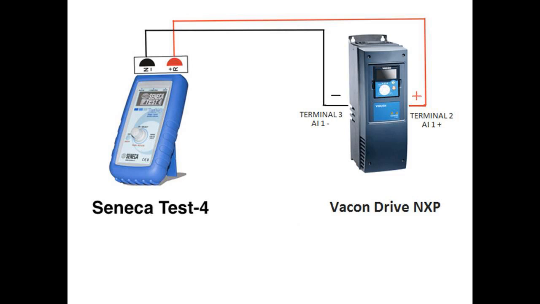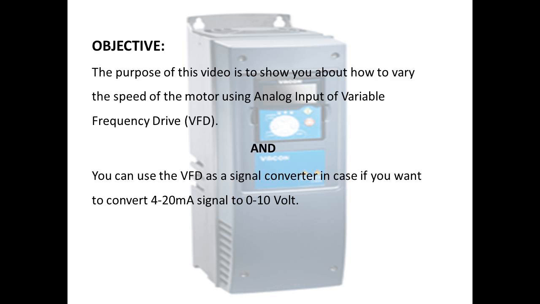Hello friends, this is Sanaur Rahman, and in this video I'm going to show you how to vary the speed of the motor using analog input of variable frequency drive. Furthermore, you can also use the VFD as a signal converter in case you want to convert 4 to 20 milliampere signal to 0 to 10 volt and vice versa.